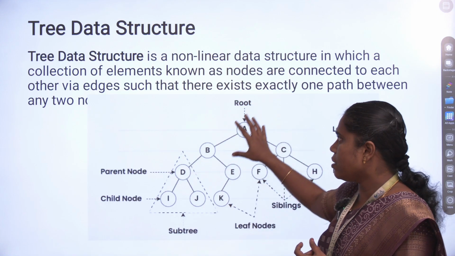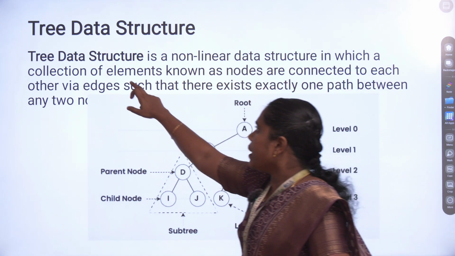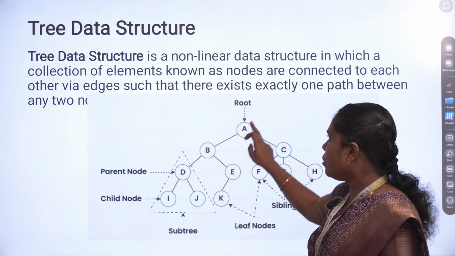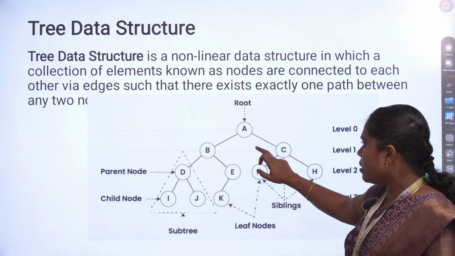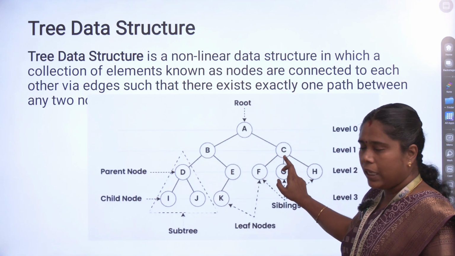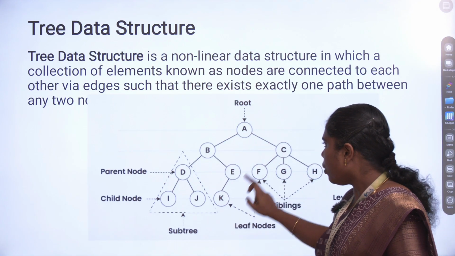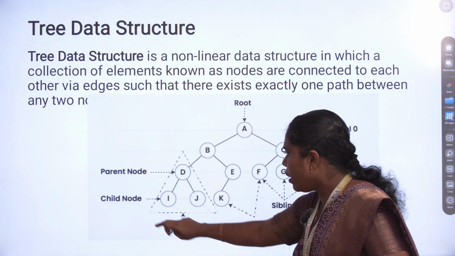The tree data structure is a non-linear data structure which consists of a collection of elements known as nodes, which are connected to each other through edges. So here is an example of a tree. In this tree, these are called the nodes. The first topmost node is called the root node and the other nodes are called the children of this root node. Again, this tree is called a subtree.